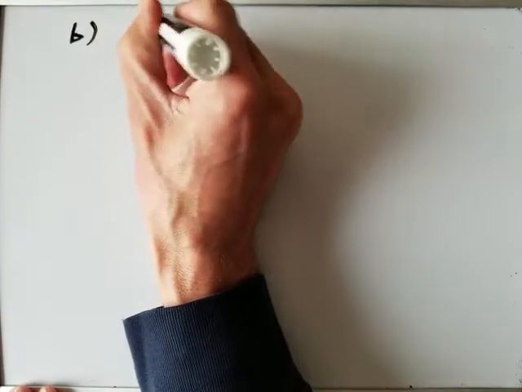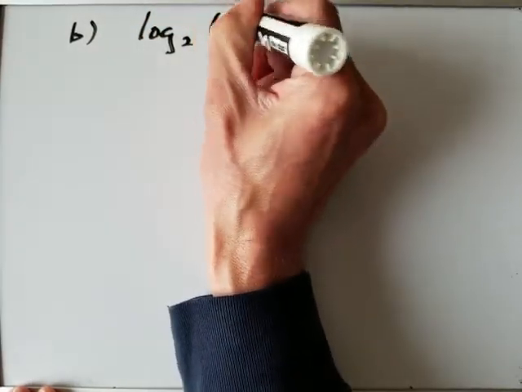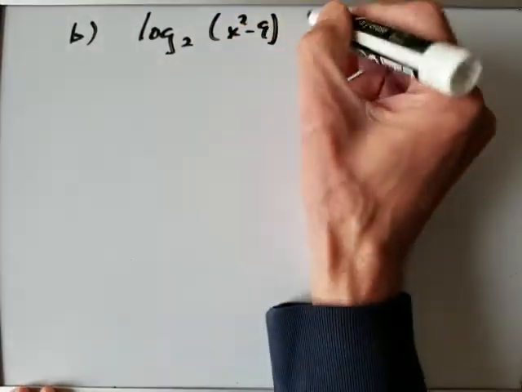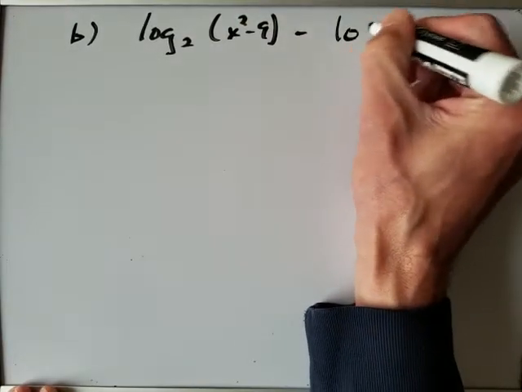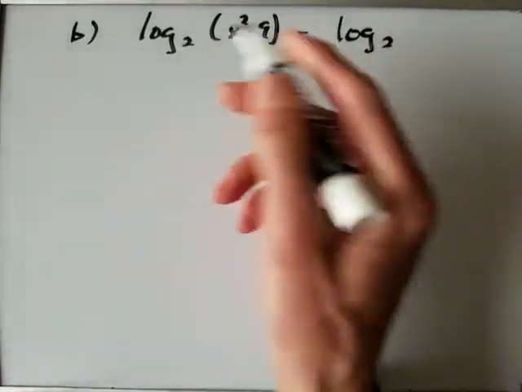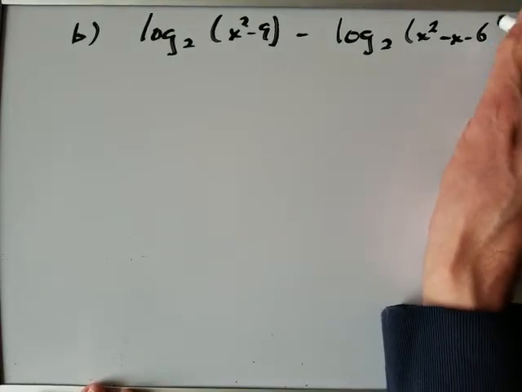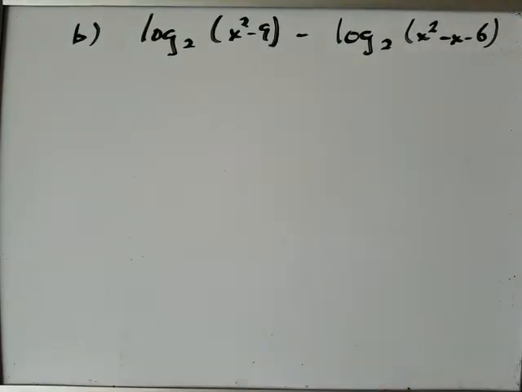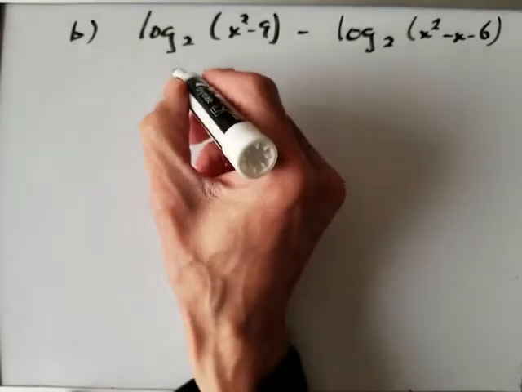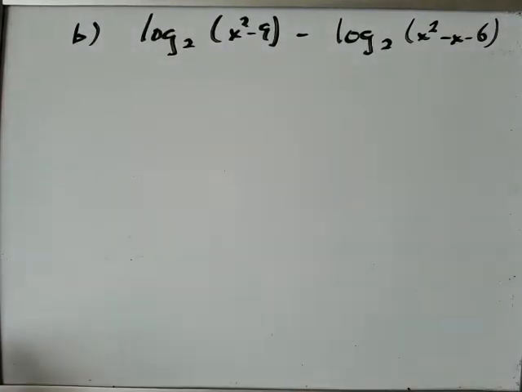The final example looks like this. It goes log with a base of 2 and then x squared minus 9, and then it goes subtract a log, and then again, it has to be the same base or else the rules don't apply. And we have x squared minus x minus 6. And I know what you're thinking. You're thinking, I wonder if I have to eventually factor. And you do. How exciting. So what would this guy simplify down to?